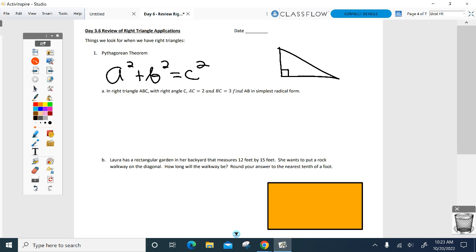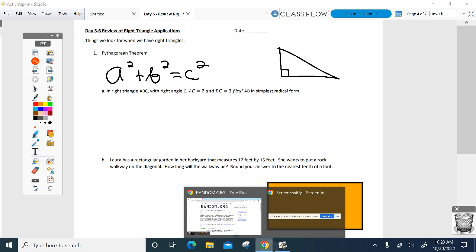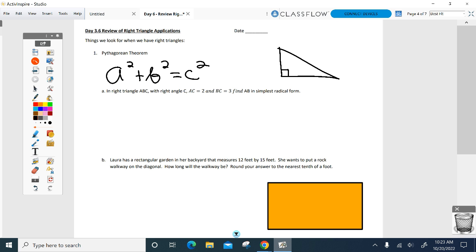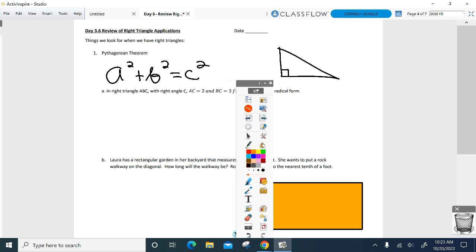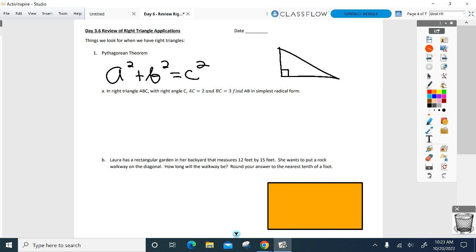All right, what are these two sides that form the right angle? Anybody remember what they were called? Well, it hasn't been that long. Legs? Yes? Okay. That's your A and your B. A and B are called your legs. That's where they form the right angle. And the other side across from the right angle is always the hypotenuse. That's the C value. So those are the values we plug in. The two legs squared equal the hypotenuse squared.